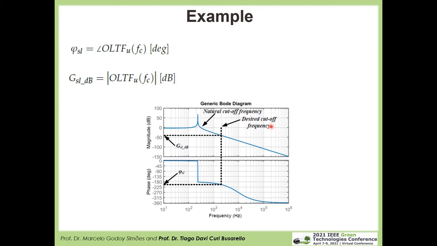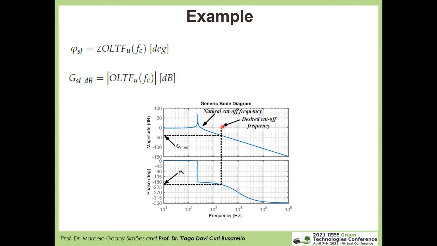We need to use some specifications. For instance, we need to consider the cutoff frequency at least 10 times lower than the switching frequency. In this example, we have 20 kHz as switching frequency, so the desired cutoff frequency must be 2 kilohertz or lower, 10 times lower than the switching frequency. In my case, I'm using here 2 kilohertz. And this curve shows the open loop transfer function without the controller. We have here the natural cutoff frequency, and this will be our desired cutoff frequency.